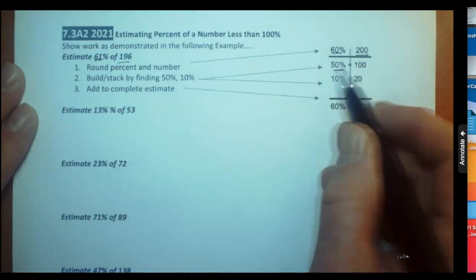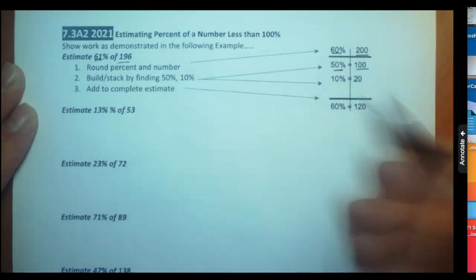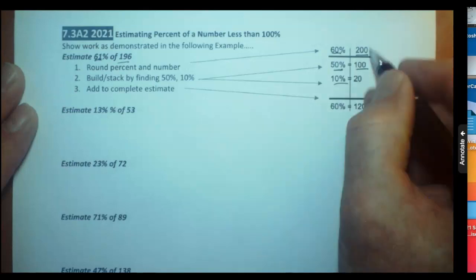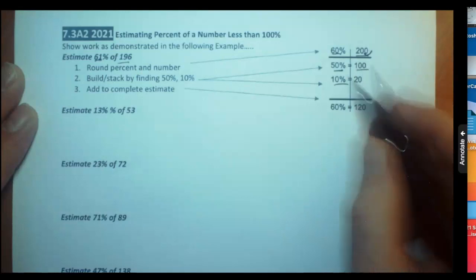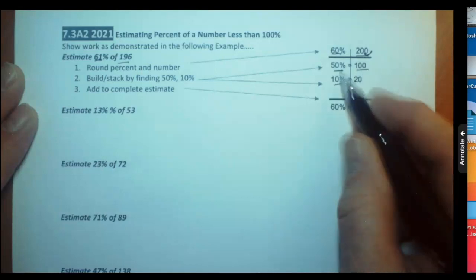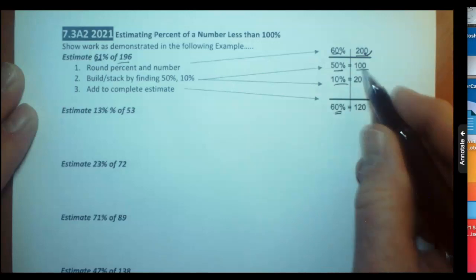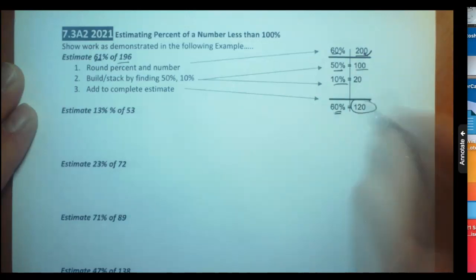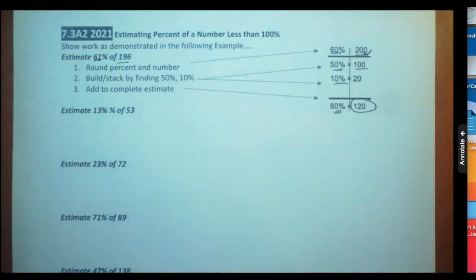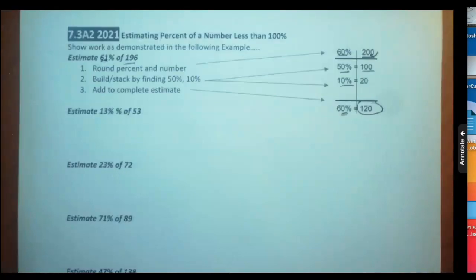So 50% of 200 is 100. That's just half. 10% of it, we just move the decimal one spot and we get 20. So the 50% plus the 10% gives me the 60%. The 100 plus the 20 gives me 120. So here's my estimate right here of 120. All right, this is the way we're going to be doing it.